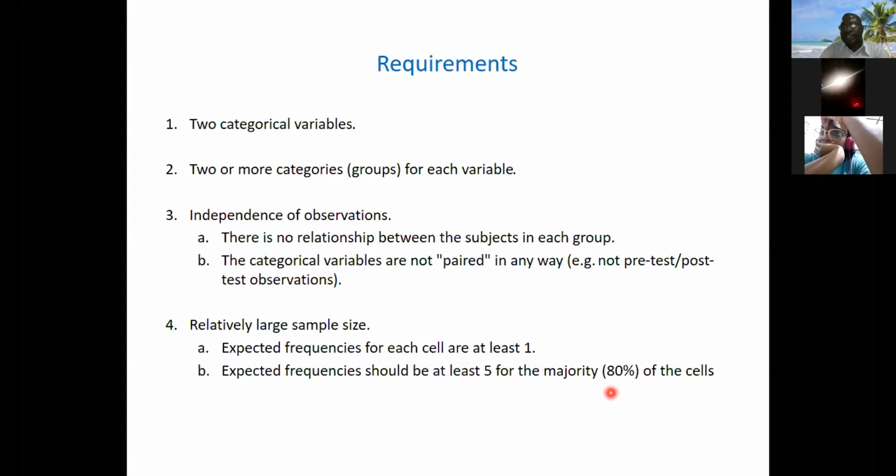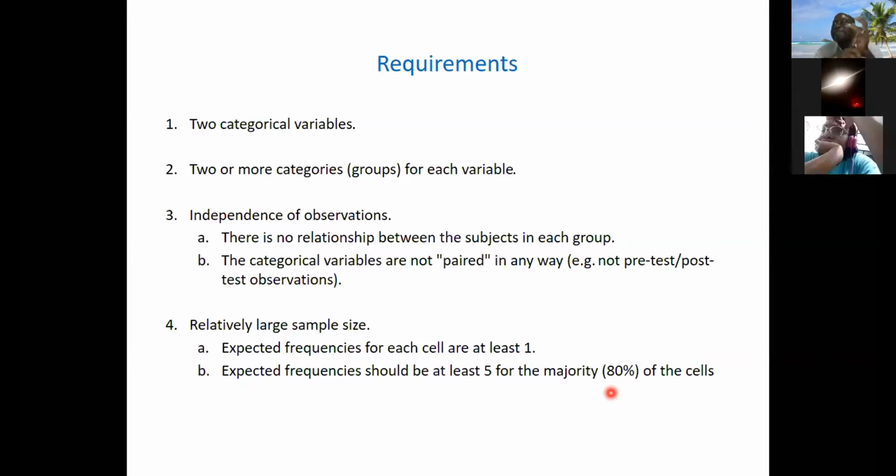That's what he's saying. It should be at least 5 in 80%. That is, it can still be less than 5 in 20% of the cells. So that is why, when you now run your chi-square and the expected count in your table is less than 5 in more than 20% of the cells, or is less than 1 in any cell, these two statements now correspond with what is written here.